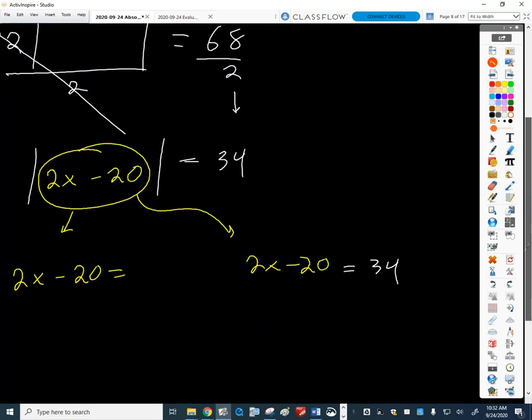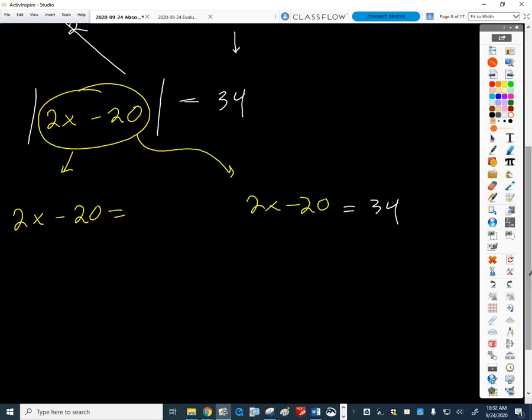Okay, so once we isolate the absolute value, now we're going to make our trades, what we're going to call this, right? So Guinan said that right, didn't I? Did I say that right? Guinan?